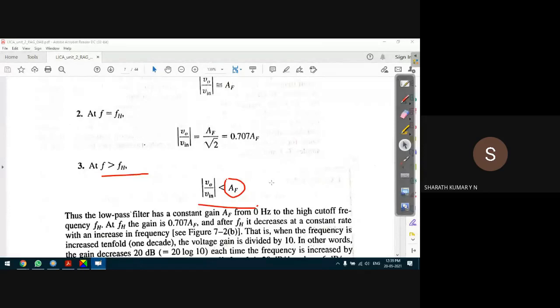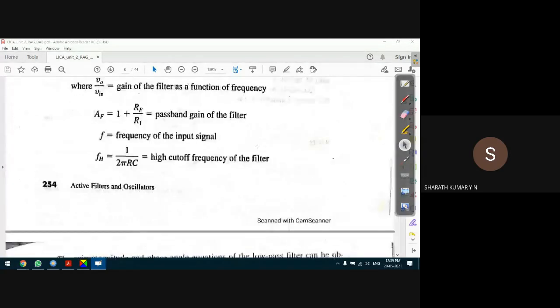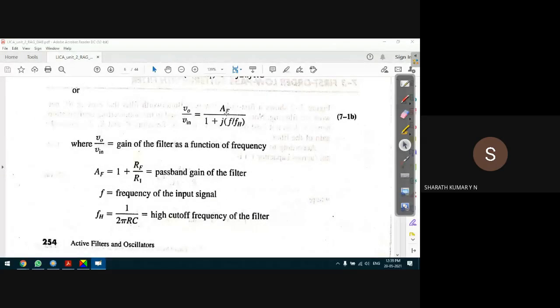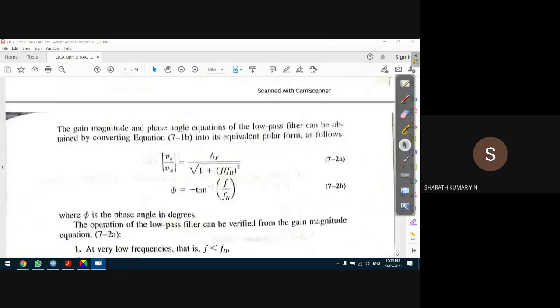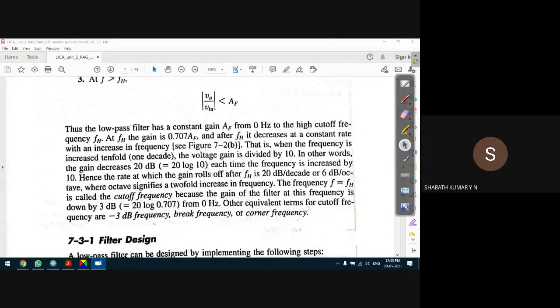So the gain is very large. When the gain is larger, if you observe this equation, the gain becomes very large. So if the frequency is very high than the upper cutoff frequency, the gain becomes larger. Okay, so the low pass filter has a constant gain Af from 0 hertz to the cutoff frequency fh. That means the gain is constant from 0 hertz to fh hertz.